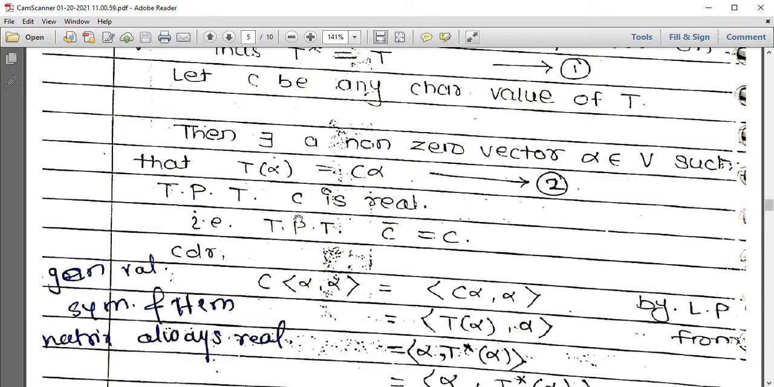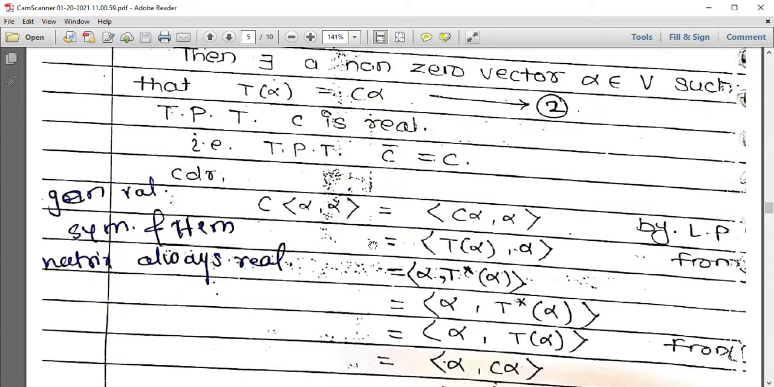Now we have to prove that C is real. That is, we have to prove that C bar is equal to C. If C bar is equal to C, that is nothing but C is a real number. For this, to prove that C is real, we have to prove that C bar is equal to C.